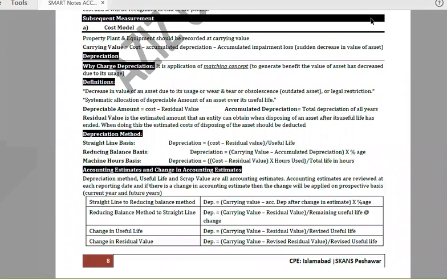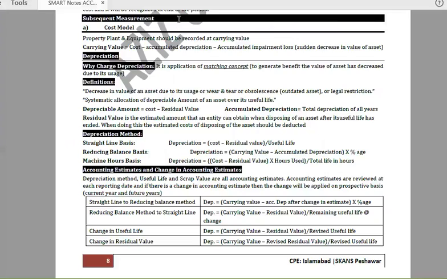Now we are moving towards subsequent measurement. Subsequent measurement means how to record the asset, what will be the change in the value of an asset after the year of purchase. So for example, today if we have purchased an asset for say 1 lakh pounds, and obviously at the end of the year we have used this asset for 1 year, so what to do now? There are two methods for the subsequent measurement. Subsequent measurement means measurement of an asset, valuation of an asset after the year of purchase.